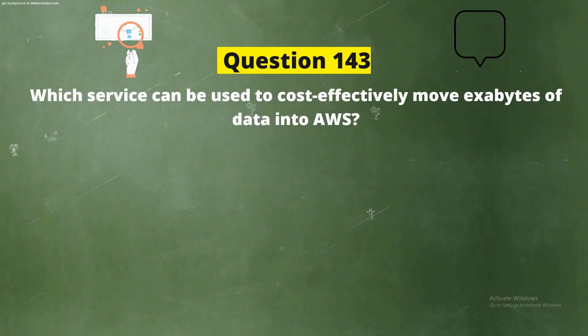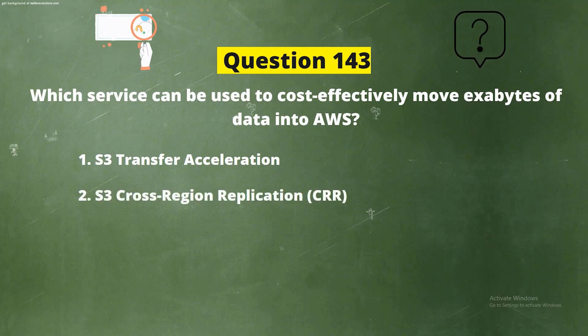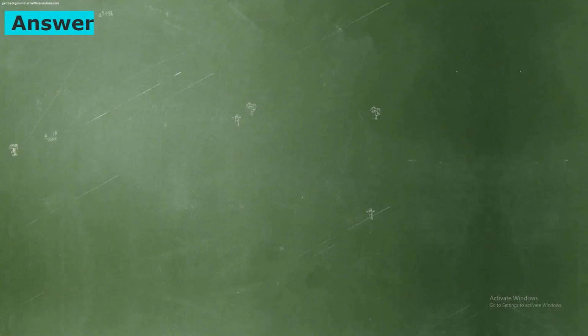Next question. Which service can be used to cost-effectively move exabytes of data into AWS? And the options are: Option 1. S3 Transfer Acceleration. Option 2. S3 Cross-Region Replication, CRR. Option 3. AWS Snowball. Option 4. AWS Snowmobile. And the correct answer is Option 4.